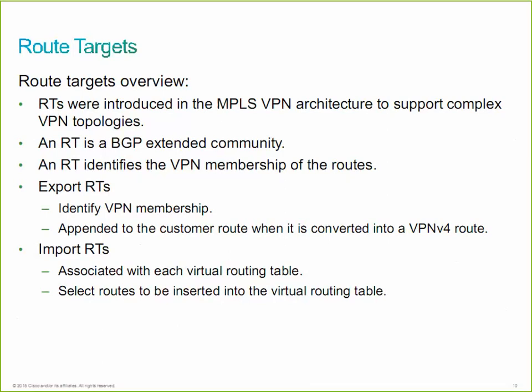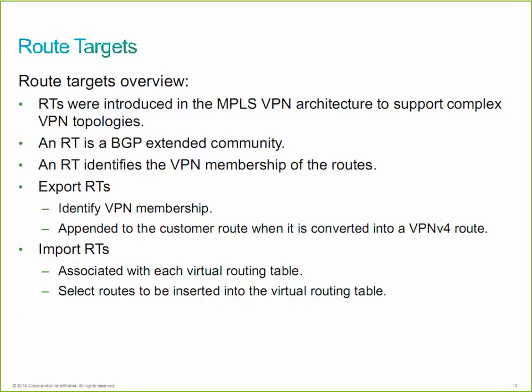So the route target gets attached to the route, and this is called an export route target, by the way. You'll see that on the test. The route target gets attached to the route as an export route target, and those are configured separately for each virtual routing table on the PE router. Again, it's difficult to visualize, so we'll see a picture of this in the next slide.